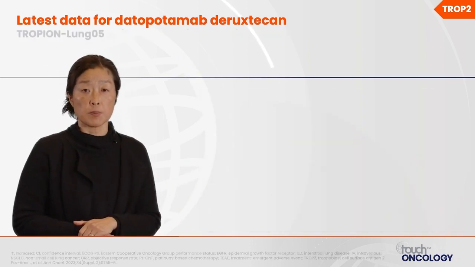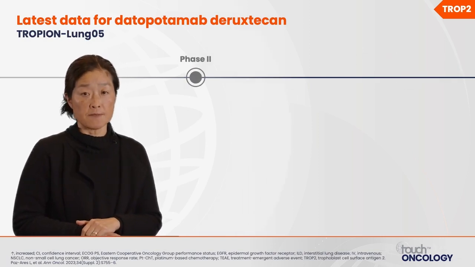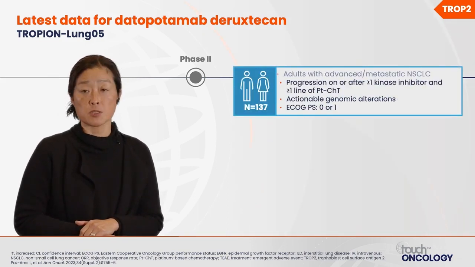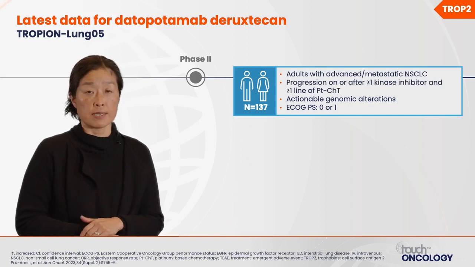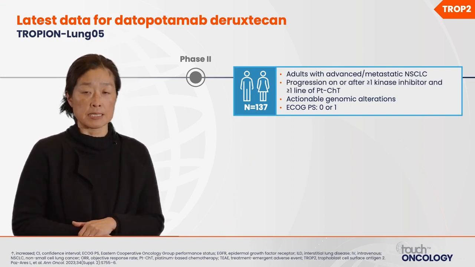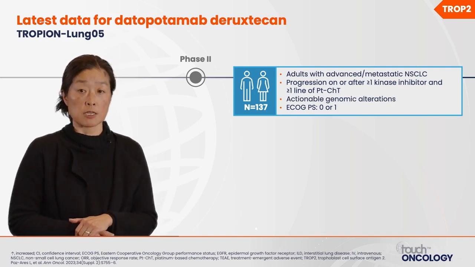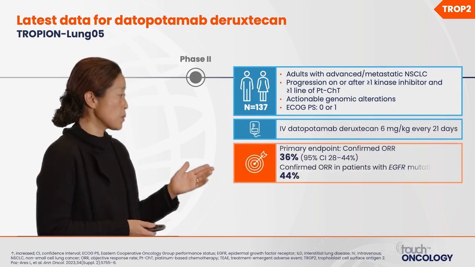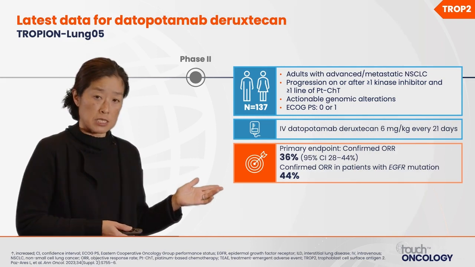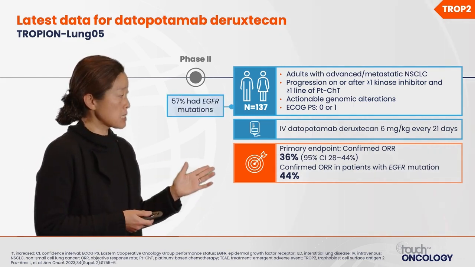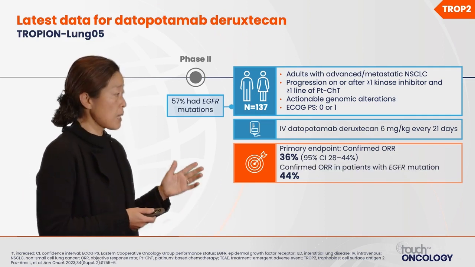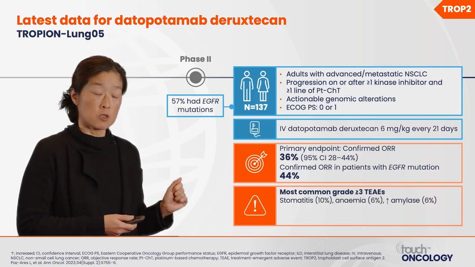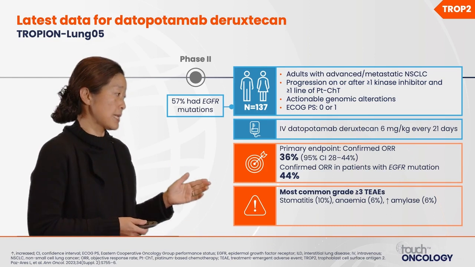We saw recently data from TROPION-Lung05. This is a phase 2 study specifically looking at datopotamab deruxtecan in patients with actionable genomic alterations. Again, patients with advanced lung cancer who had progressed on or after at least one targeted kinase inhibitor and after platinum-based chemotherapy, who had an actionable genomic alteration and good performance status, received IV datopotamab deruxtecan at the 6 mg per kg dose. The primary endpoint of this study was confirmed overall response rate, which was 36% in the study as a whole. The majority of patients in this study had EGFR mutations, 57%, and in that population, the confirmed response rate was 44%. The most common grade 3 or higher treatment-emergent adverse events included stomatitis, anemia, and elevated amylase.